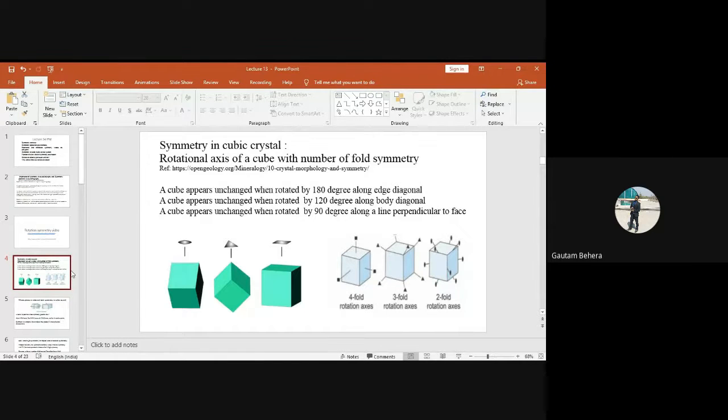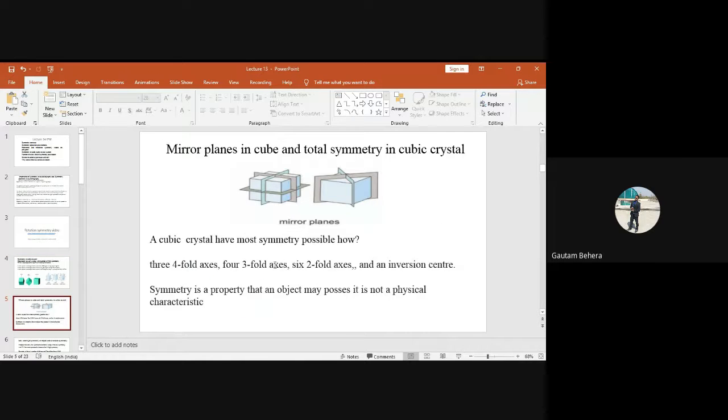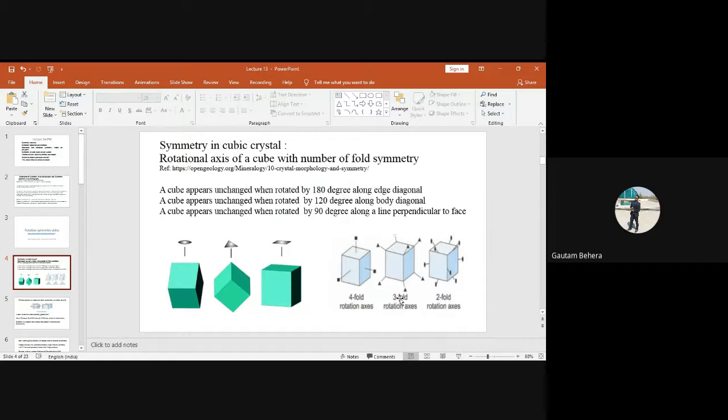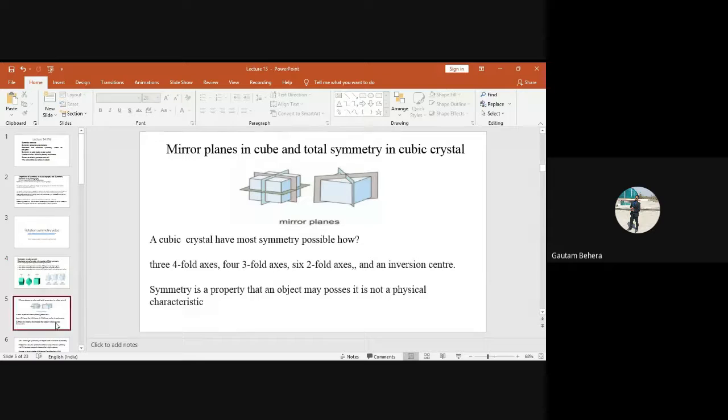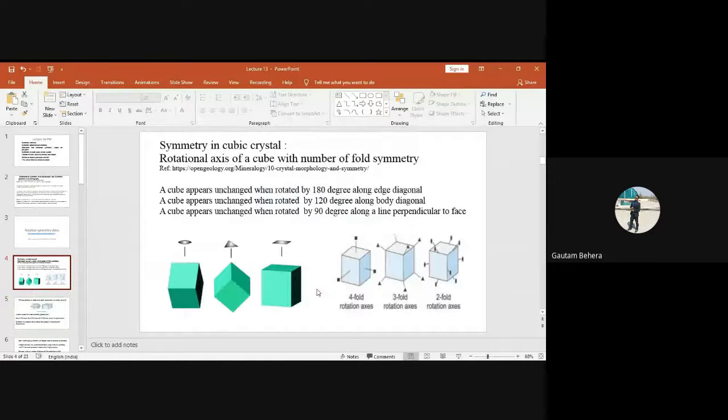Right? Similarly, 4 three-fold axes. So look where the 4 three-fold axes are. It is 3-fold, right? So now we have 4 three-fold. How will it be 4 three-fold? Just imagine the situation. The axis is passing through the body diagonal. This is 1, this is 2, this is 3, this is 4. Is it okay now?